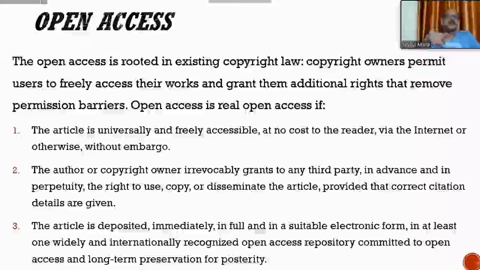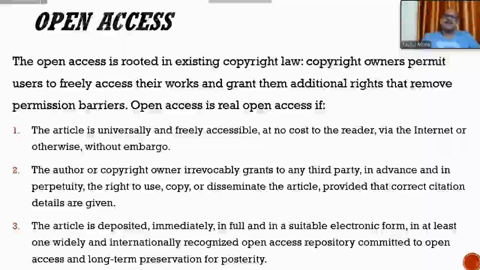So copyright owners permit users to freely access their work and grant them additional rights. Additional rights means they can do some derivative work based on your work, and that removes the permission barrier. Permission barrier means if they want to use some figure of my research work in their own report, they can simply give my citation. They don't need to write a letter to me saying, Dr. Mukul, I'm writing this paper, I want to use this figure of your research paper, please give me permission, and then I say okay, I allow. Those kinds of things are now not needed. You give free use, they can use it, but they have to give a citation of yours.